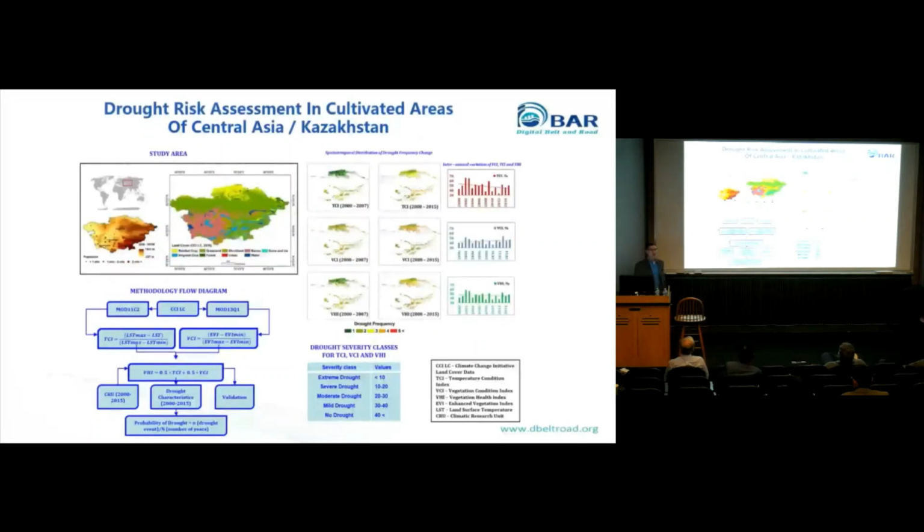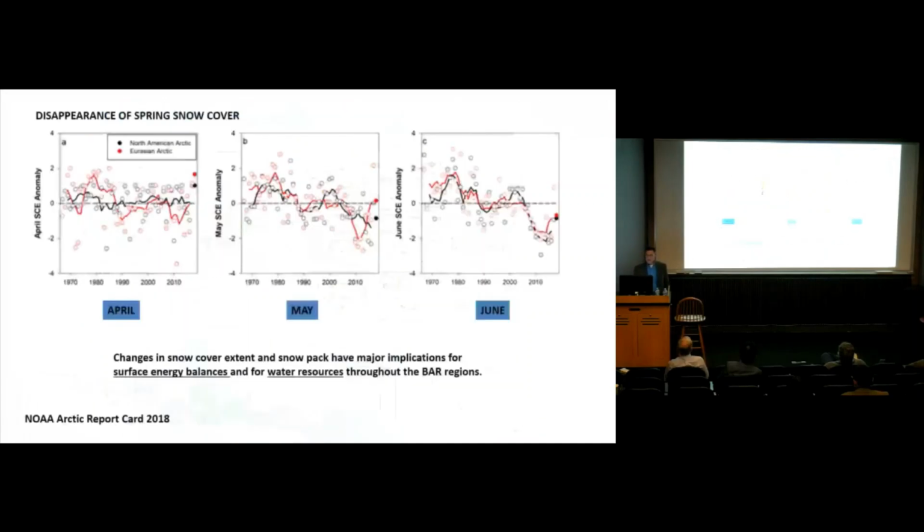Another project of the Environmental Change Working Group is Drought Risk. This is a drought risk assessment in cultivated areas of Central Asia. These are remotely sensed indices of vegetation health. And what they observe is that an index of vegetation health has decreased in this area since 2000.